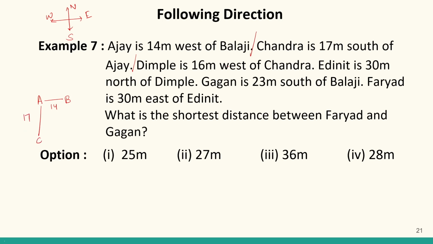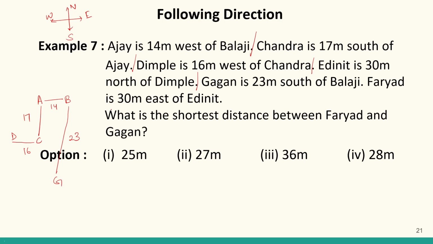Okay. Dimple is 16 meter to the west of Chandra. So we have Dimple over here, 16 meter west of Chandra. Right. Gagan is 23 meter to the south of Balaji. So from here, if we move 23 meter south, we'll go here.